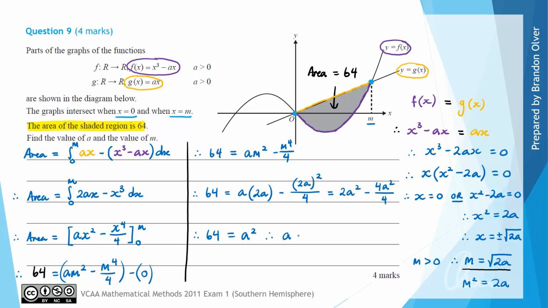Which will give us a equals plus or minus the square root of 64, but we know that a is greater than 0, which means that a equals 8. So that is one part of the answer to this question. And next we know that m is equal to the square root of 2a, so that's the square root of 2 times 8. So we know m is equal to the square root of 16, which is 4. And that is the second part of this question that we needed to answer.